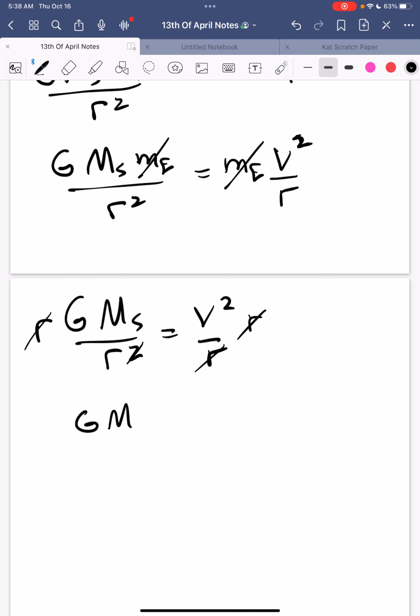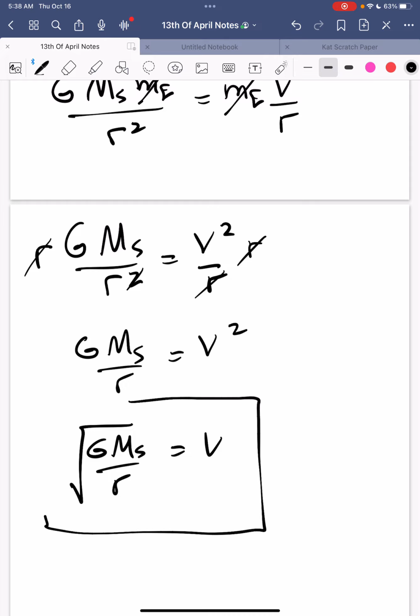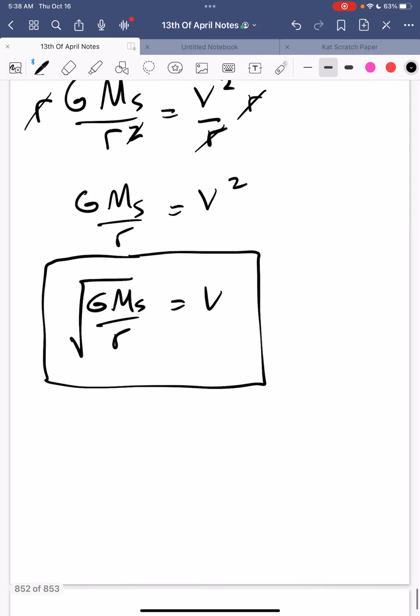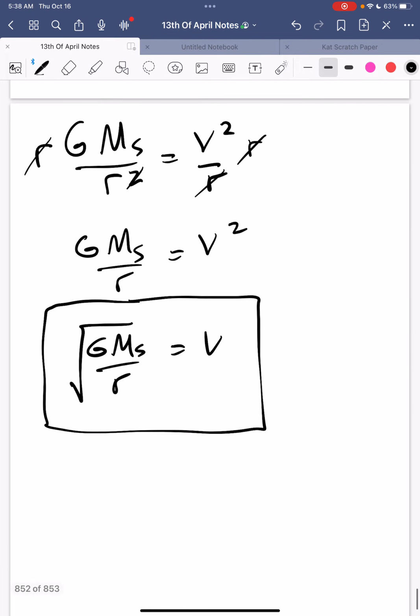So then I get G times the mass of the Sun divided by r equals v squared, and I can take the square root of both sides. v equals the square root of G times the mass of the Sun divided by r. This equation is where I wanted to get to. This is one of the first things that Newton's law of gravitation tells us if we've got a circular orbit. There's a relationship here between the radius of the orbit and v, the velocity of the orbit.